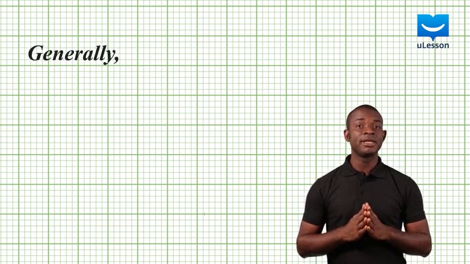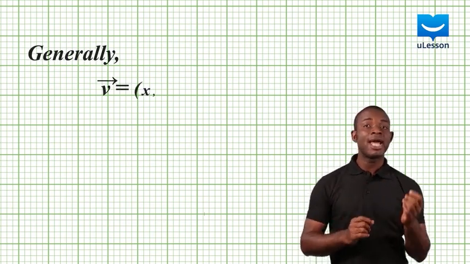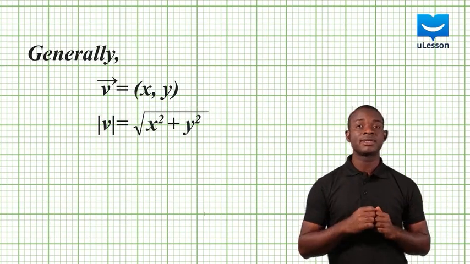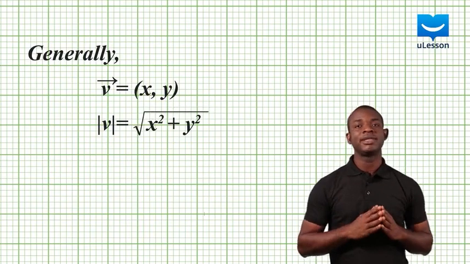So generally speaking, the magnitude of any vector v with components x and y is given by the square root of the sum of their squares. That is, the square root of x squared plus y squared.